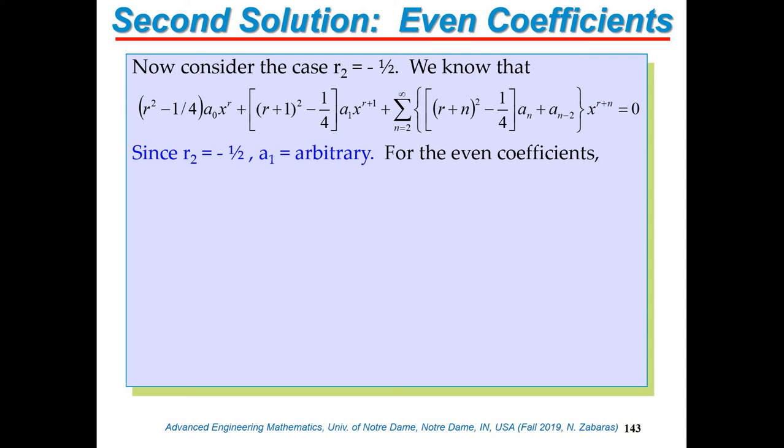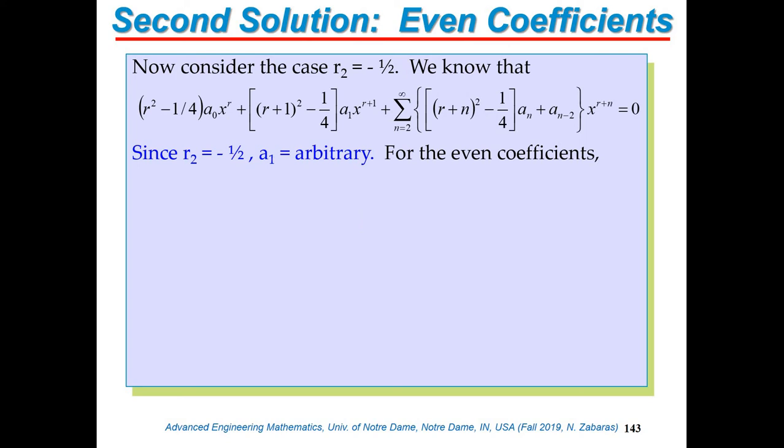So now we have to look at the second solution, and I remind you that the difference between the first root and the second is an integer, right? 1/2 minus minus 1/2 is 1. So strange things may be happening, but in this particular case, I'm going to show you that we are a little bit lucky, because if we take r2 equal to minus 1/2, and we look at the second bracket here, this becomes 1/4 minus 1/4. So it's 0, which means a1 is arbitrary.